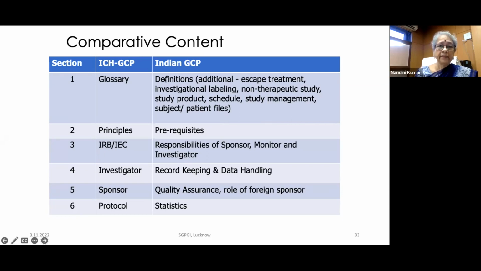But even at that time, 2001, it differed from ICH GCP in these areas, like definitions. There were some additional definitions, like escape treatment, investigational labeling, and so on. And for principles, there are prerequisites, IRB, IEC. They also talked about sponsor, monitor, and investigator. With regard to investigator, here they added record keeping and data handling, and with regard to sponsor, quality assurance, role of foreign sponsor. That was a very important addition. And statistics was given more importance.